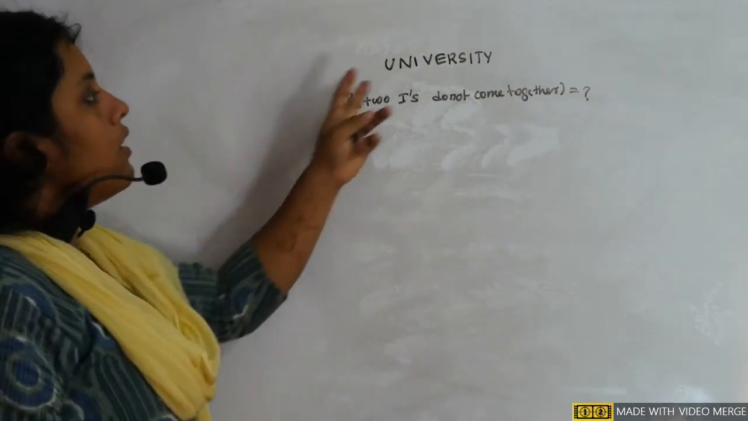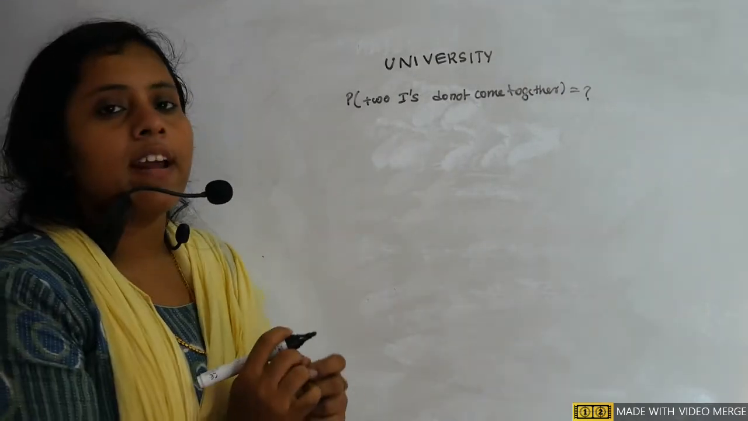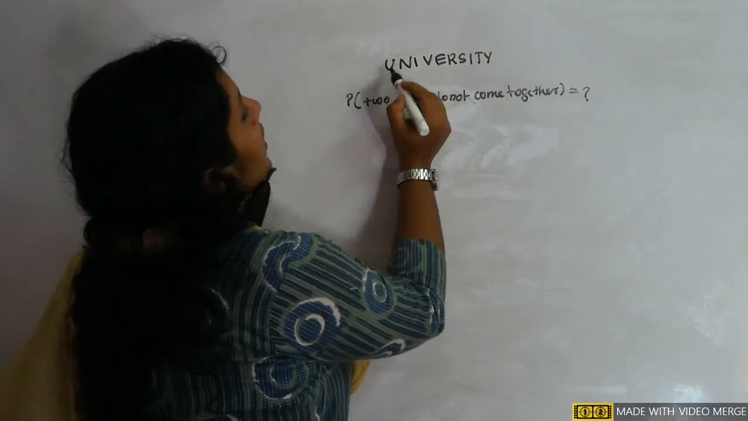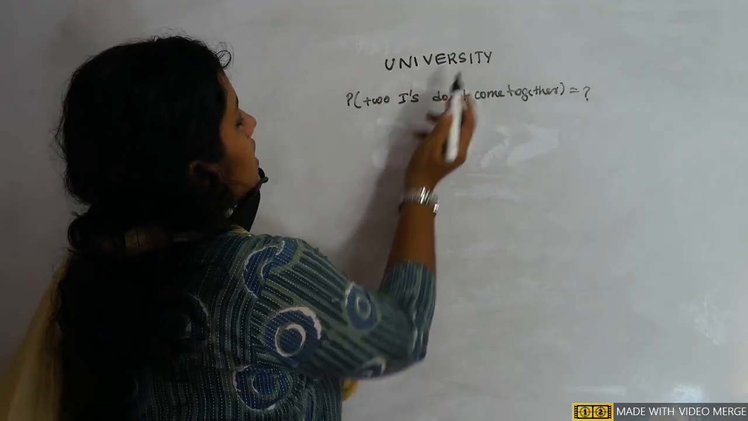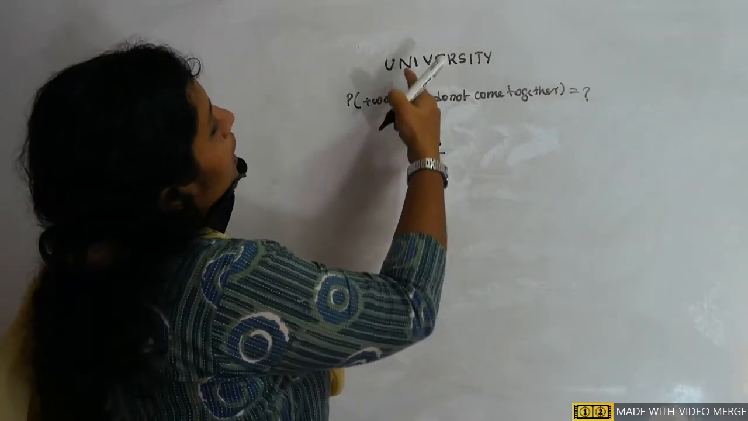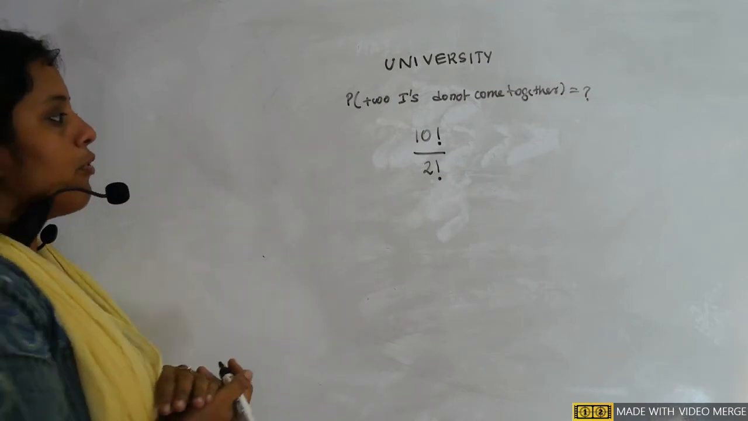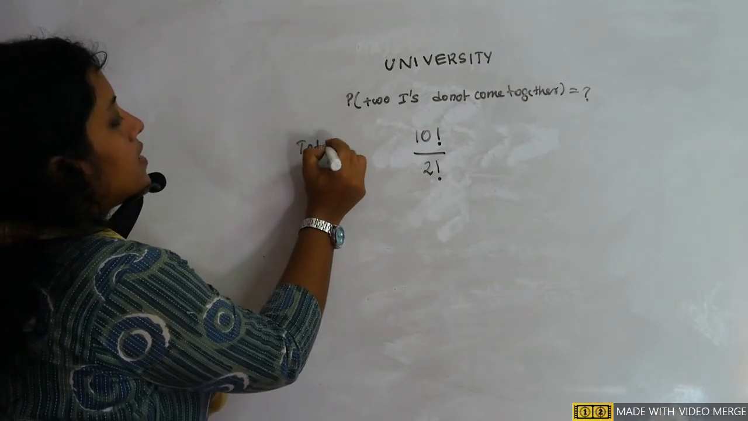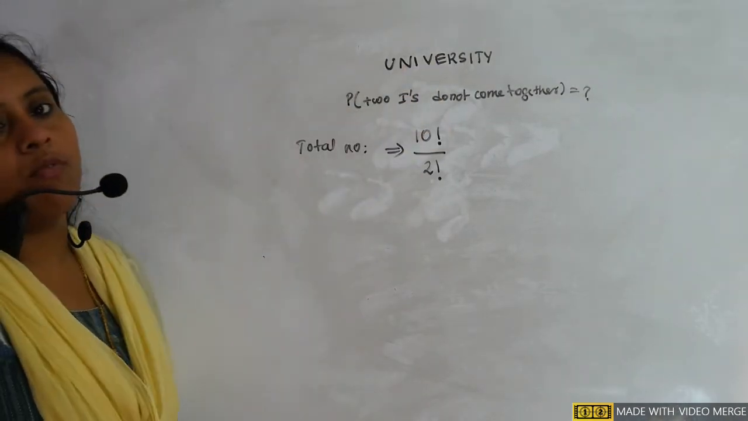So see what are the ways in which this word can be arranged. How many ways can we arrange these letters? How to find that? How many letters are here? 1, 2, 3, 4, 5, 6, 7, 8, 9, 10. So that is 10 factorial divided by 2 factorial, since the I repeats twice. So these are the total number of ways possible for the arrangement of this word.